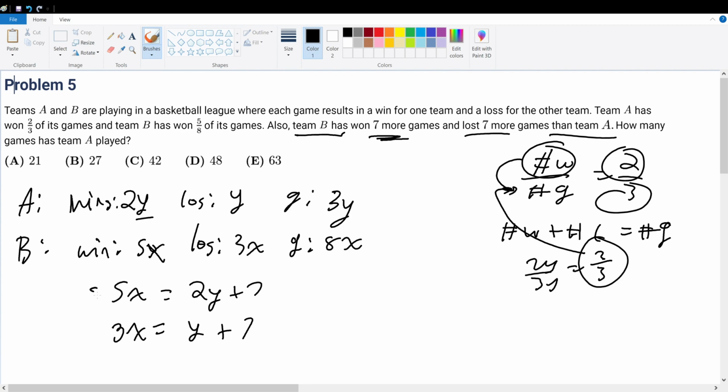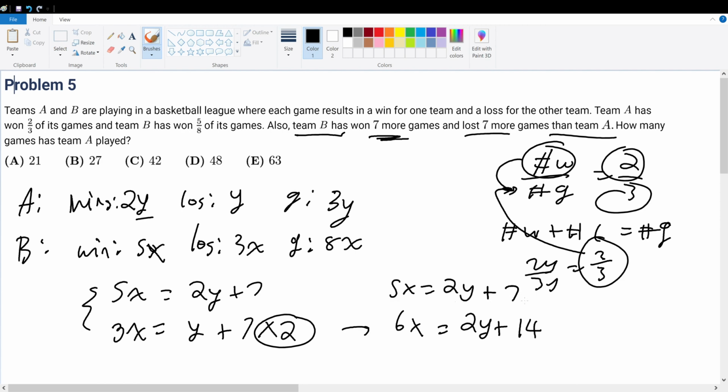We have two equations and two variables, so we can solve for each one. If we multiply by 2 on every side, this becomes 6x equals 2y plus 14. And let me check my arithmetic, that's correct. And we have 5x equal to 2y plus 7. So let's subtract and we'll get the answer. x is equal to 7.